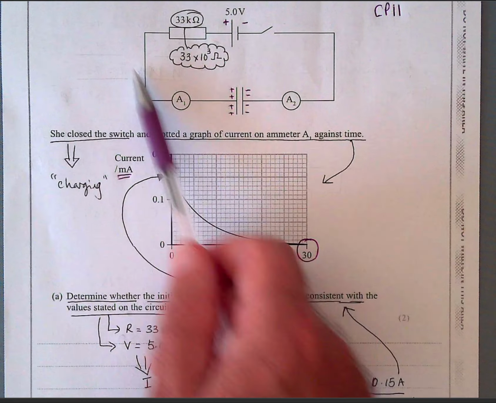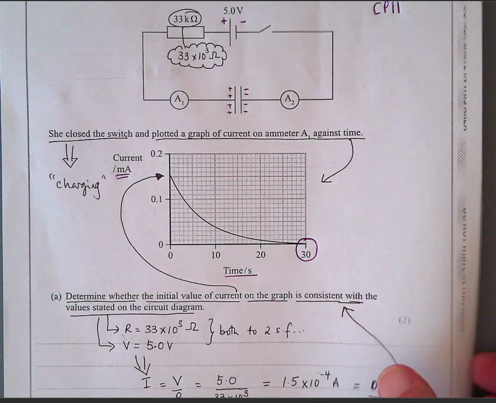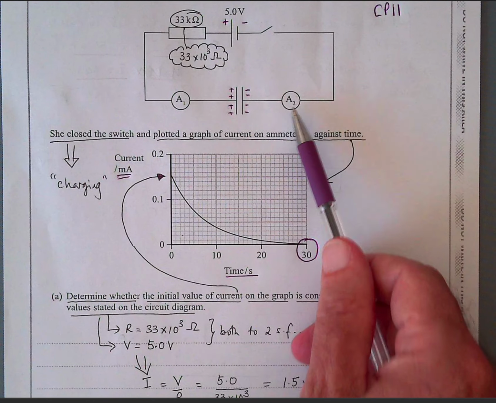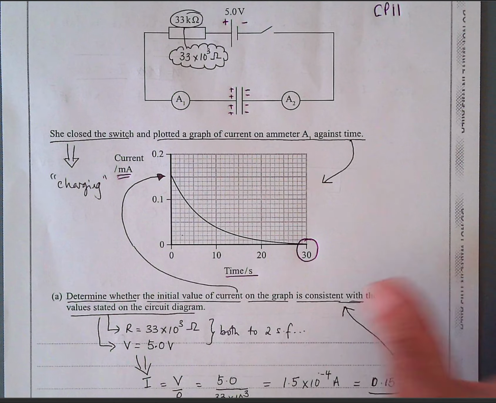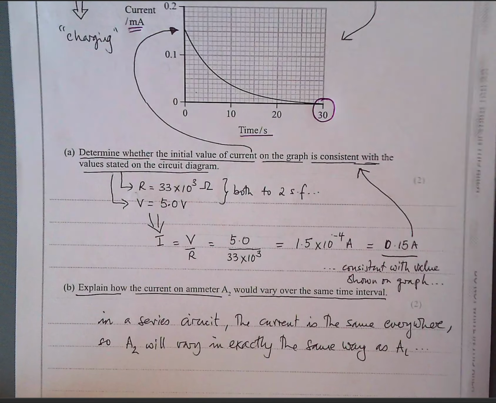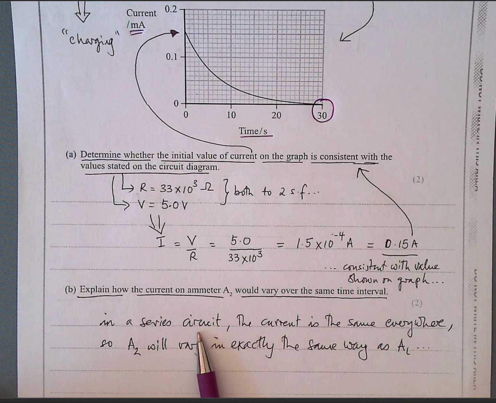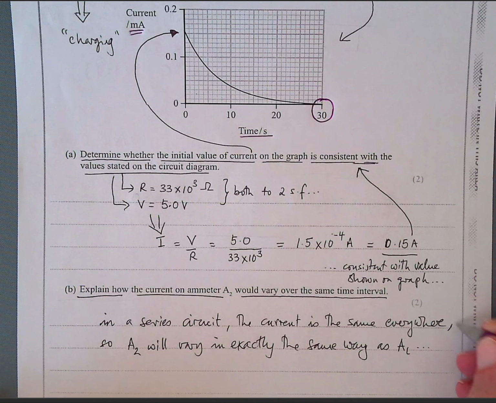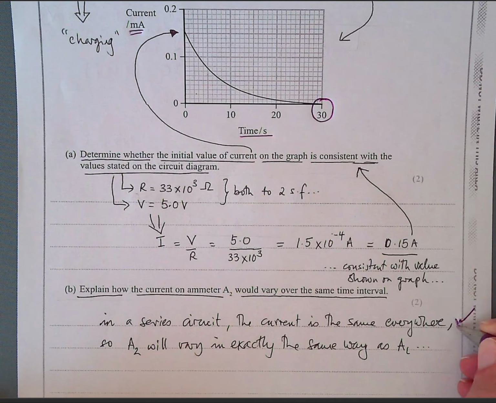So it will keep on flowing through this series circuit. Well, it's a series circuit. Now you should know from GCSE that the current anywhere on a series circuit should be the same. So how do you answer this? In a series circuit, I've written, the current is the same everywhere. So that's 1 mark for this. Yeah, 1 mark for that.